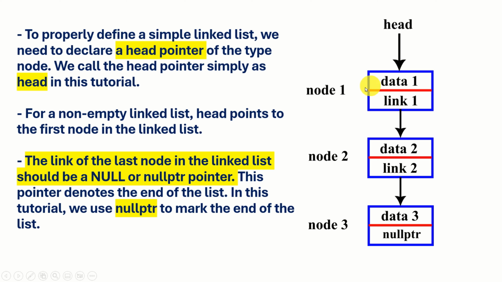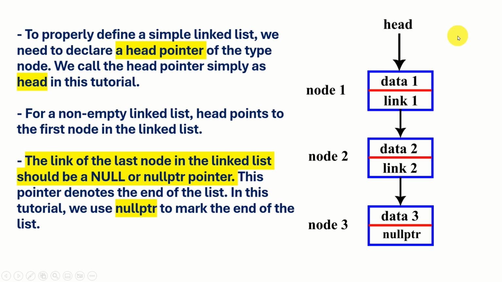The link of the last node in the linked list should be a null pointer, nullptr. This pointer denotes or marks the end of the list. In this tutorial, we will use nullptr to mark the end of the list. Note that nullptr was introduced in a relatively recent C++ standard. However, NULL is a notation that has been used from the beginning of C++. Since we want to keep this tutorial up to date, we will use nullptr.